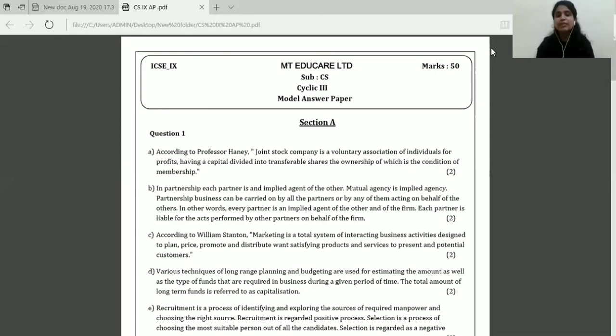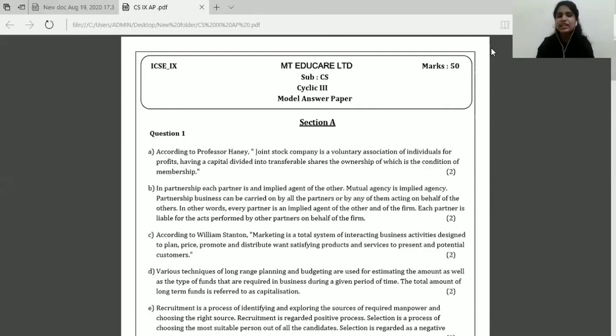What do you mean by capitalization, right? Now, this is something that you can write in your own words. So, the various techniques of long range planning and budgeting, which are used for estimating the amount as well as the type of funds that are required in business during a period of time. Now, the total amount of long term funds is referred to as capitalization. So, this is how you very beautifully write your answer.